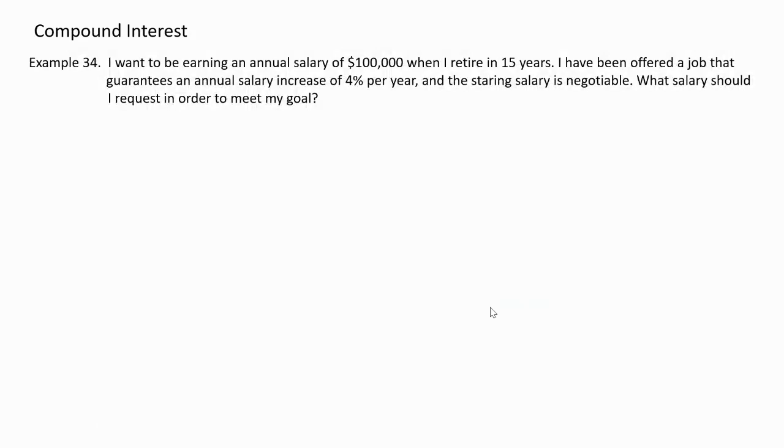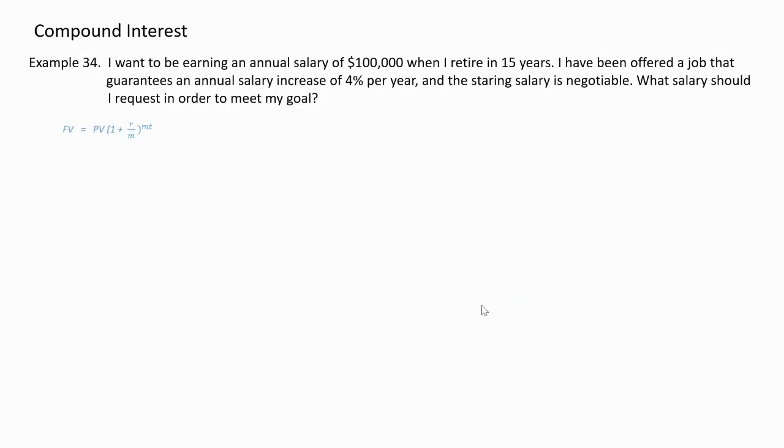Okay, now, number 34. I believe I have one more. This is the last example, and then we'll do the annuities. Example number 34. I want to be earning an annual salary of $100,000 when I retire in 15 years. I have been offered a job that guarantees an annual salary increase of 4% per year, and the starting salary is negotiable. What salary should I request in order to meet my goal?